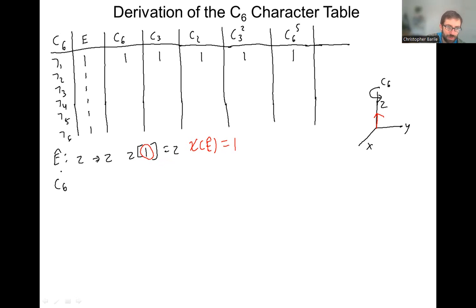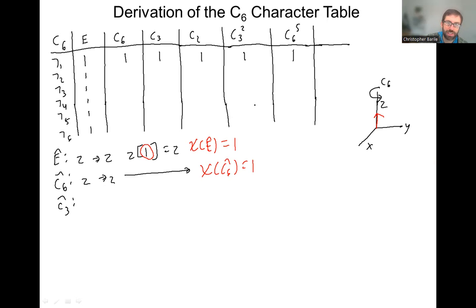And then if we keep doing this for the other operations, C6, C3, et cetera, they're all going to be the same thing. And we're going to get the same character. So chi of C6 is going to be equal to one. And why is that? Well, we imagine this vector with the arrow pointing upwards. And if we do a rotation of 60 degrees across the Z, we're still pointing that arrow vector upwards. So it doesn't change the vector. So C still goes to Z. And it doesn't matter if we do 60 degrees, 120, 180, 240, or 300 degrees, they're all going to be ones across the board.